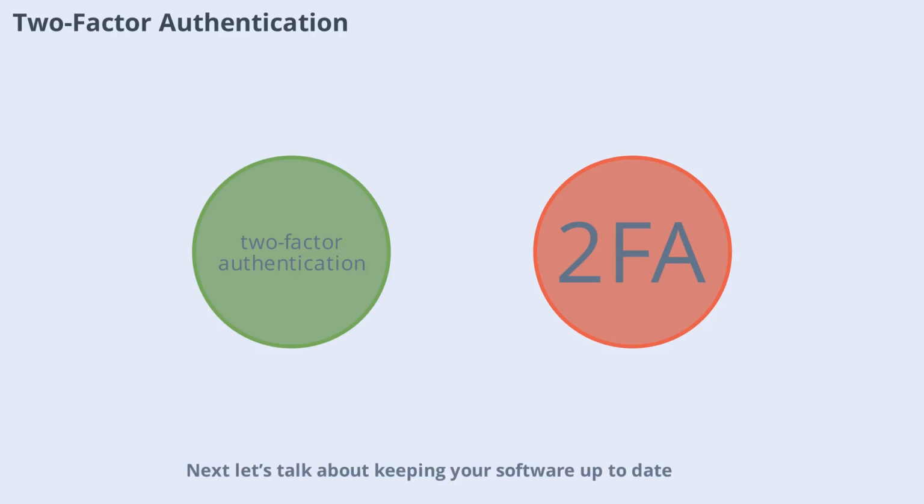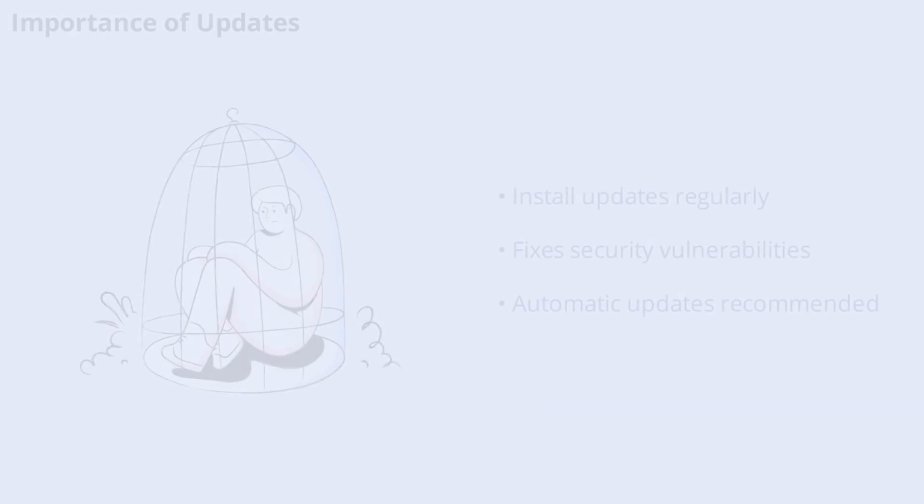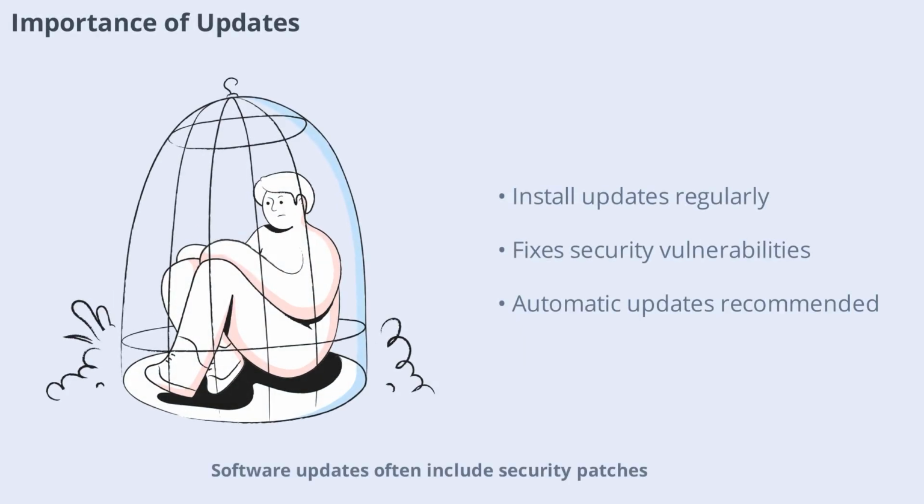Next, let's talk about keeping your software up to date. Software updates often include security patches that fix vulnerabilities hackers might exploit. Keeping your operating system, apps, and antivirus software up to date is crucial for staying protected. Set your devices to update automatically whenever possible. This simple habit can prevent many common cyber attacks.